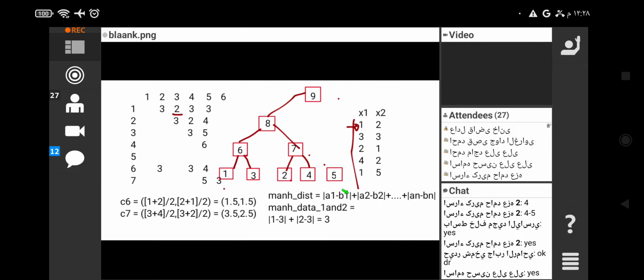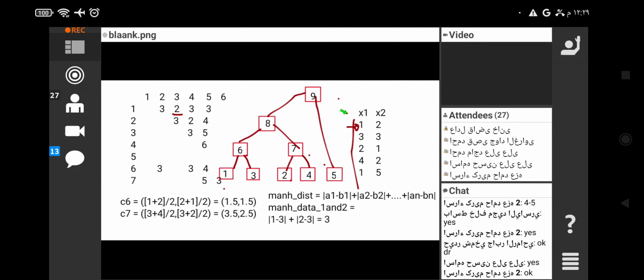We don't need to find the distance because there are only two clusters. So this is the result of this hierarchical clustering. If you have any questions, please ask.